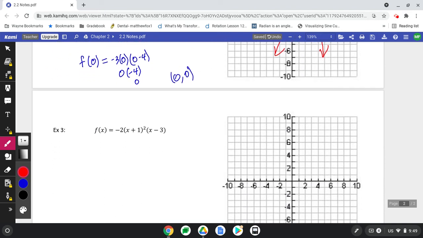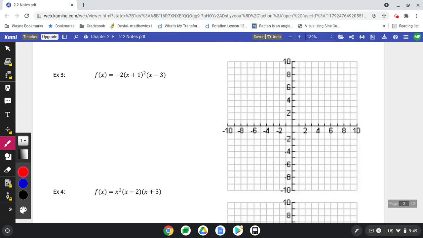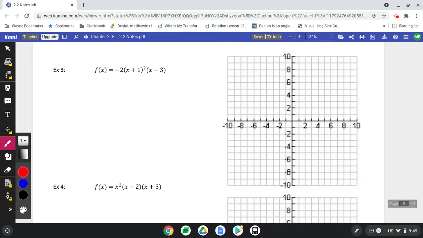Okay, so take a look here at example 3. What we need to do on example 3 is, once again, figure out what our zeros are. Now you might notice on example 3 here, there's a negative 2 out front. Okay, we don't need to worry about that when we're finding the zeros, because there's no x with it. So let's deal with the x plus 1 first. So x plus 1, I'm going to set that equal to 0. Then x would equal negative 1. So our first 0 is at negative 1 with a multiplicity of 2, which means it will touch there.